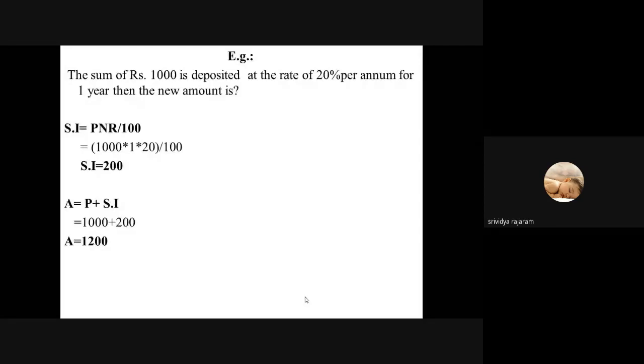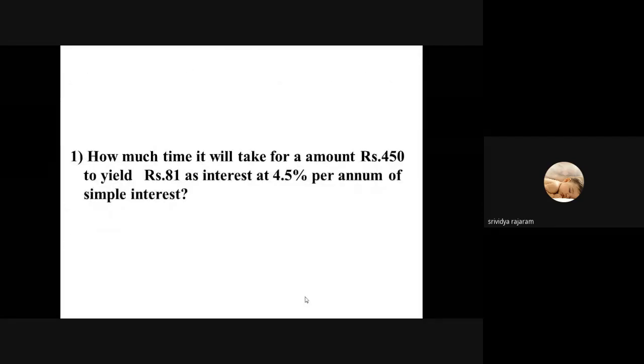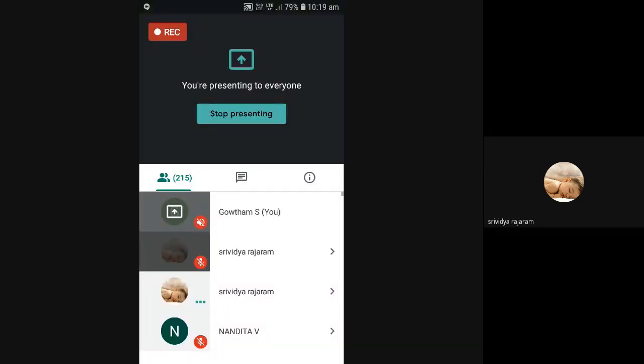And the next problem is: how much time will it take for an amount of rupees 450 to yield rupees 81 as interest at 4.5% per annum of simple interest. So this is the question. Try to solve it. I'll also explain how to solve it.